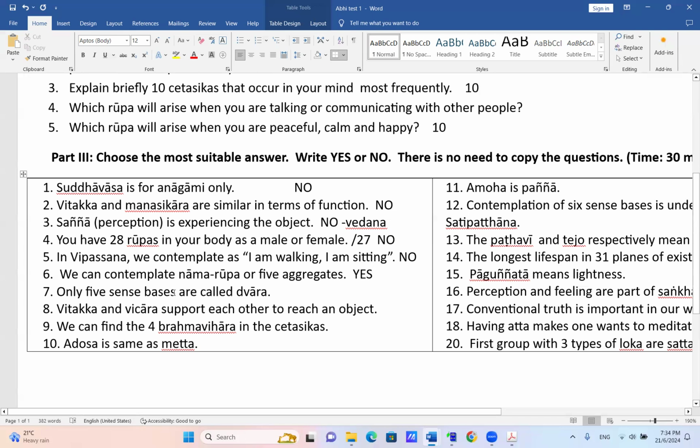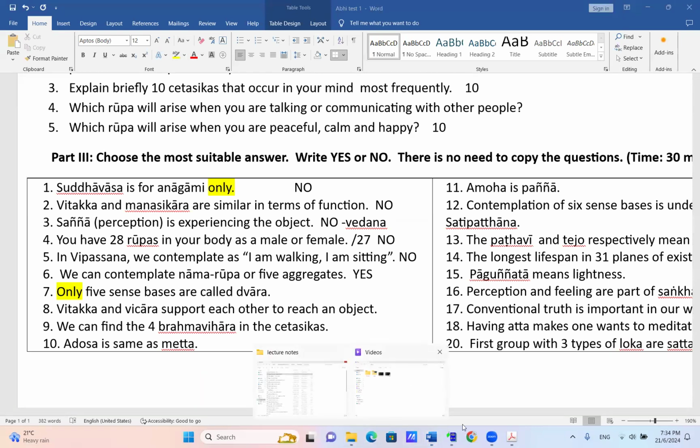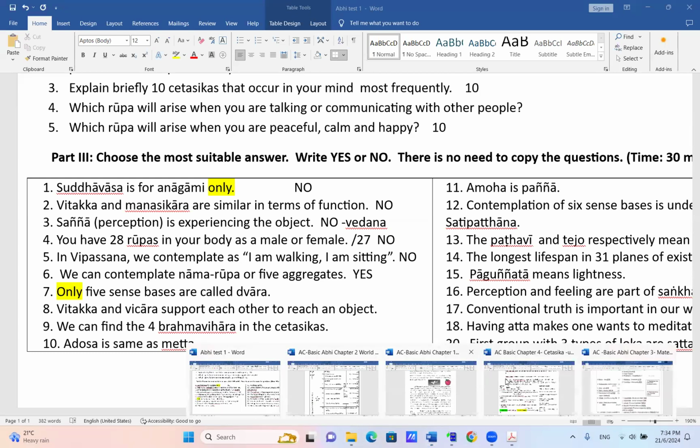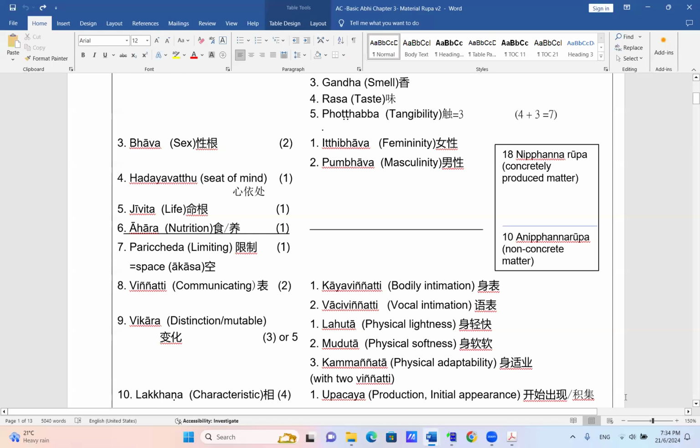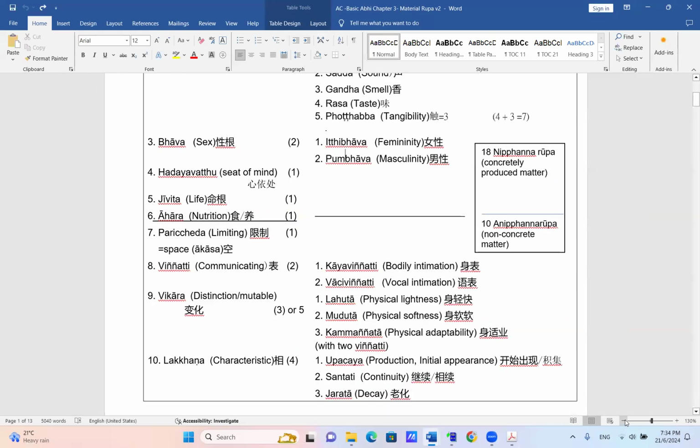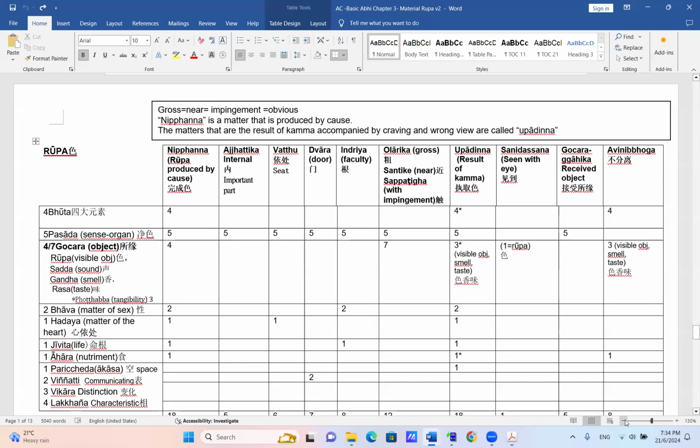Now number 7, only the 5 sense bases are called dwara. I think most of you made a mistake here. The answer is no. Here I use the word "only", and this "only" is always a tricky question to see how well you really understand the Dhamma. Not only the 5 bases. Which ones are called dwara? If you look at the last one here, dwara includes, beside the 5 sense organs, also vinyatti.